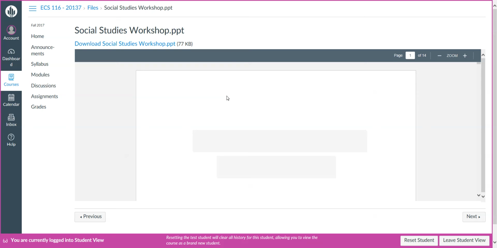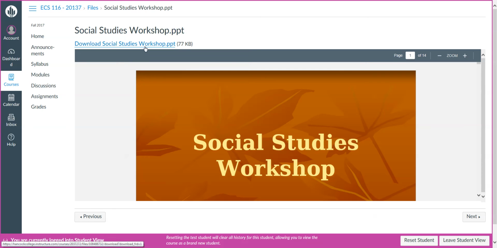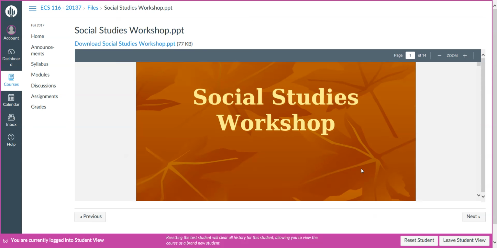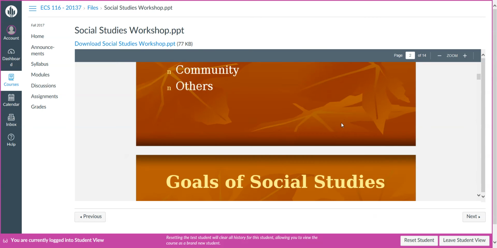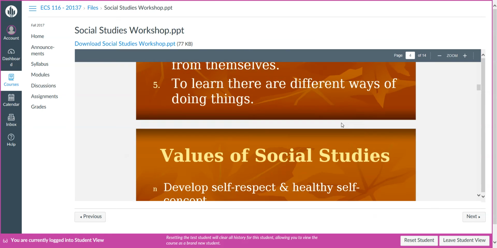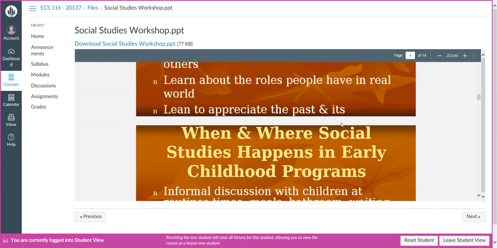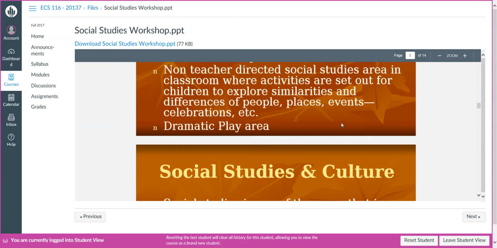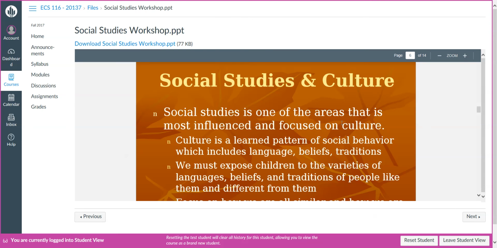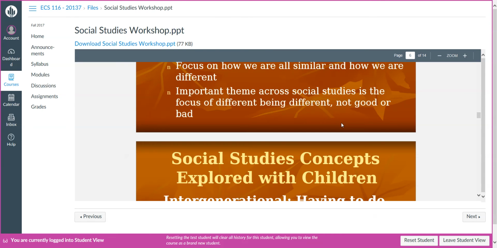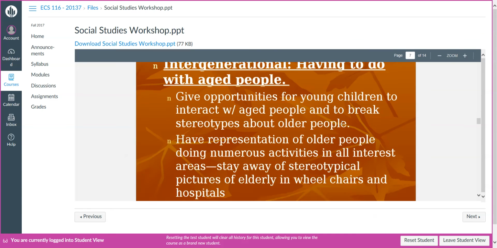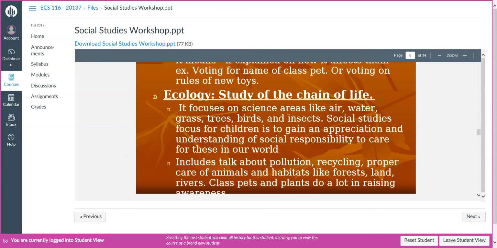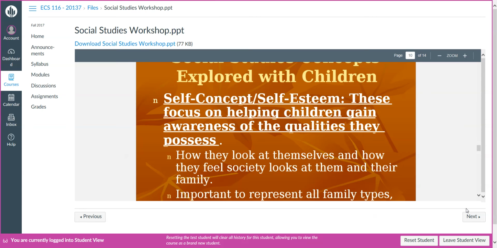The next thing we have in our module is the social studies workshop. You can download this or you can view it. Just really quickly, it goes through where it defines social studies in early childhood education. Many of us don't even think about preschoolers doing social studies, and that's why I think the framework is a really important document, because it is about learning about themselves and their families and their community and society, and becoming a member of a democratic society is part of being a preschooler, doing things like voting in the classroom. I think you're going to really enjoy and be enlightened by the PowerPoint.